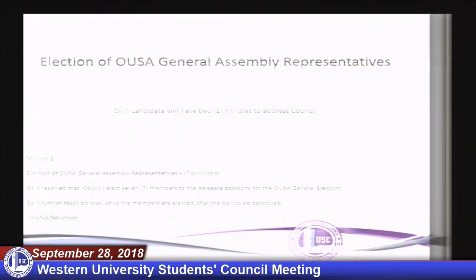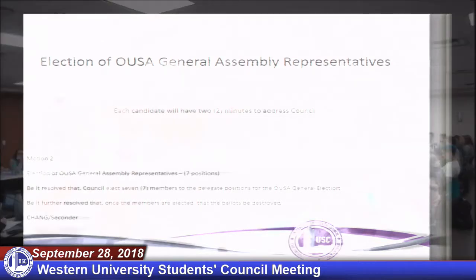Okay. For our next motion of this evening, the election of USA General Assembly representatives. This motion has been moved by Vice President Chang. I will look for a seconder. Councillor Foreman. He can't because he's a... Oh, are you a, yeah. Okay, Councilor Stepping. Thank you. Yep. Cool. Okay.